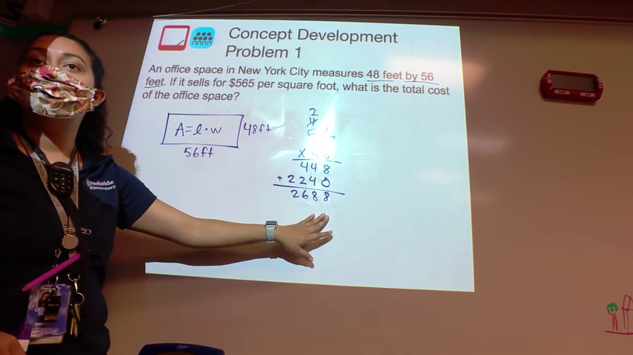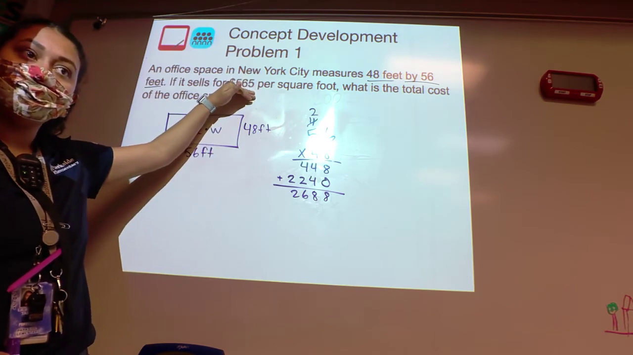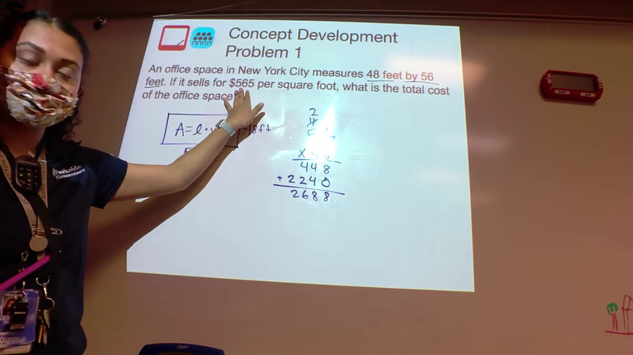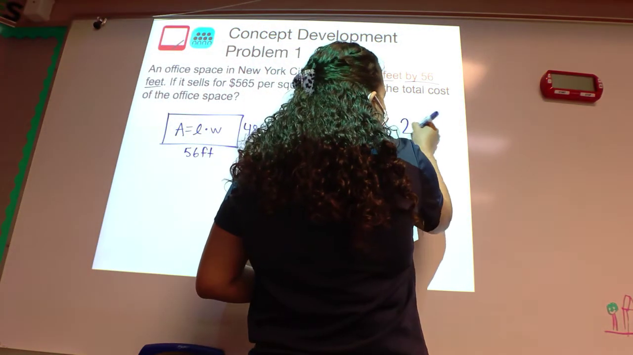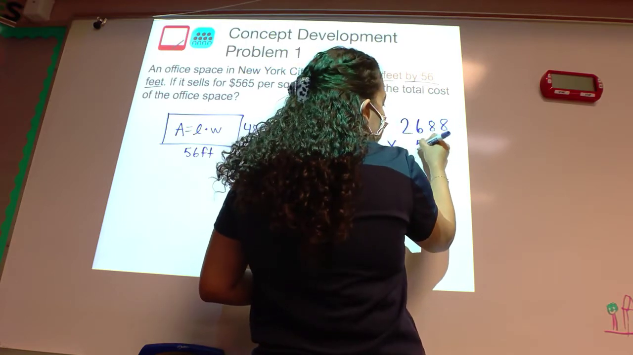So what do we need to do now with this and this? We need to times them. We need to times the square feet times the cost. So now another one, 2,688 times 565.